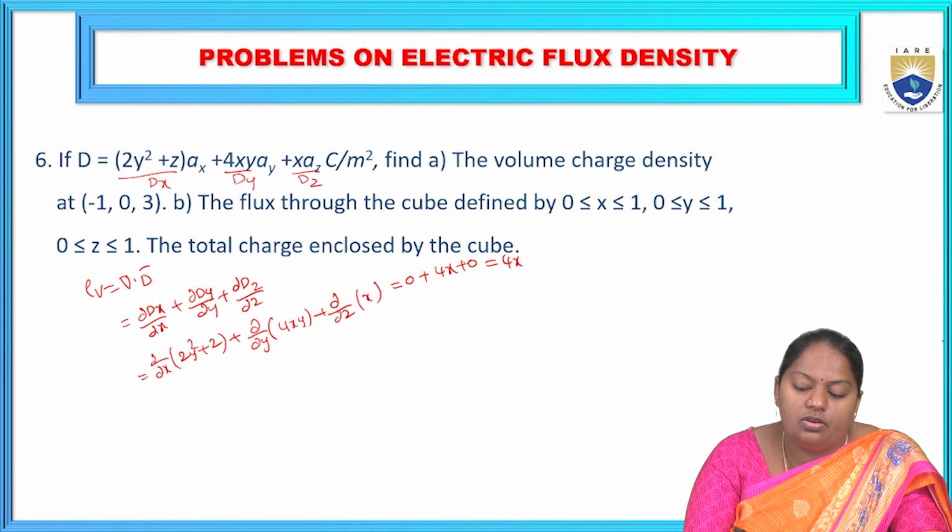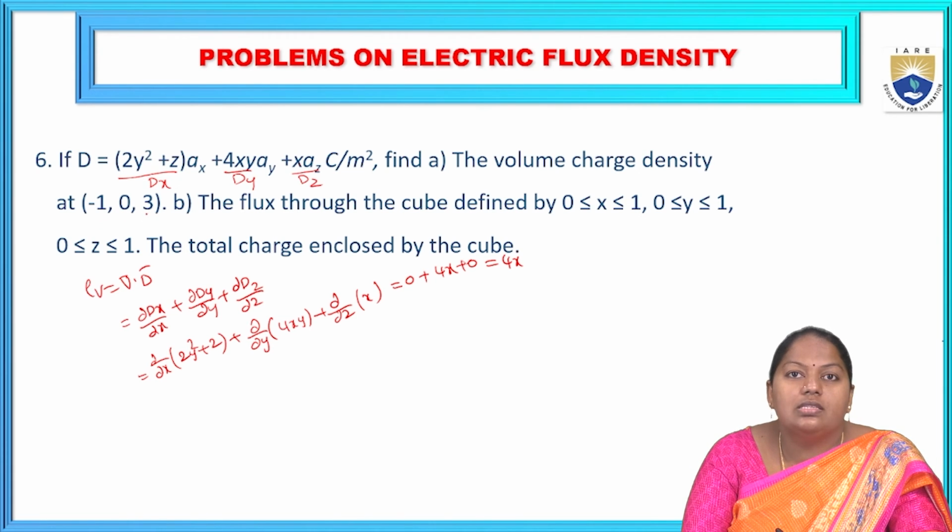Now substitute in order to find the volume charge density. Here the point is (-1, 0, 3), which means the x value is minus 1, the y value is 0 and z is 3.